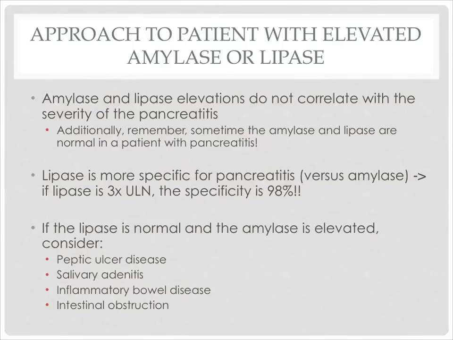As stated before, remember that lipase is more specific for pancreatitis versus amylase. And interestingly here, if the lipase is elevated to 3 times that of the upper limit of normal, the specificity for this coming from the pancreas is 98%. So it's a really good test to use there. If the lipase is normal and the amylase is elevated, then you should consider sources where amylase just comes from, or other conditions in which amylase only could be elevated, such as peptic ulcer disease, inflammation of the salivary glands, bowel obstruction, or some type of inflammatory bowel disease.